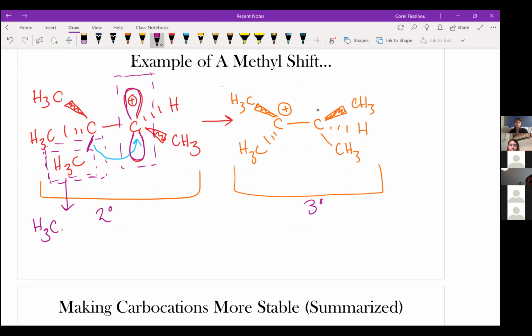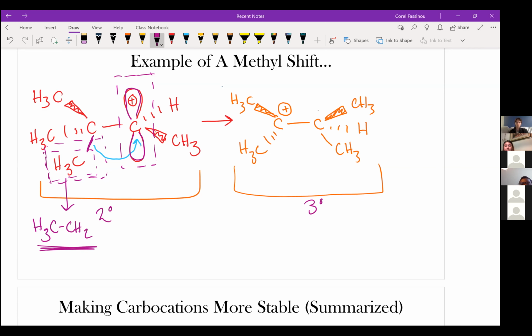Maybe we have an ethyl, right? A CH2CH3. It's important to know and be able to see when you're able to do these methyl shifts and hydride shifts. This would be an ethyl shift. As we get into reactions, it's going to be important to see: can we make a more stable carbocation? Can we do some kind of shift that's going to make the carbocation more stable?